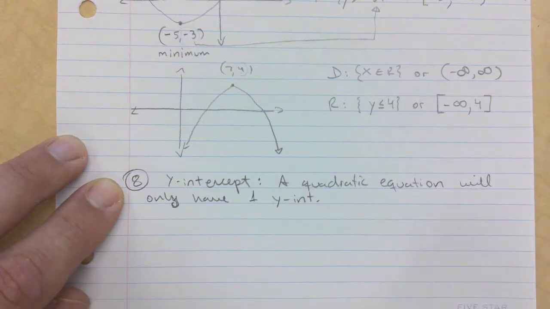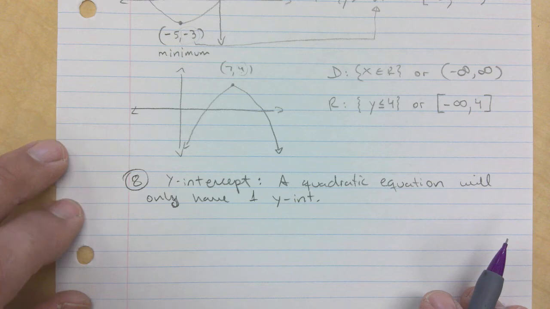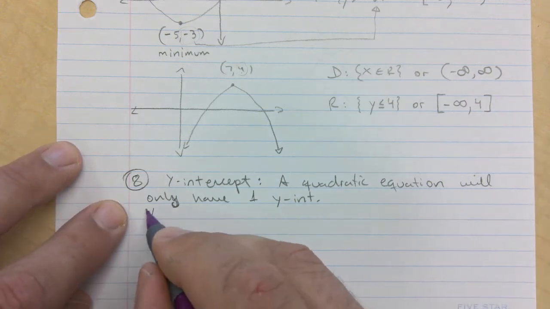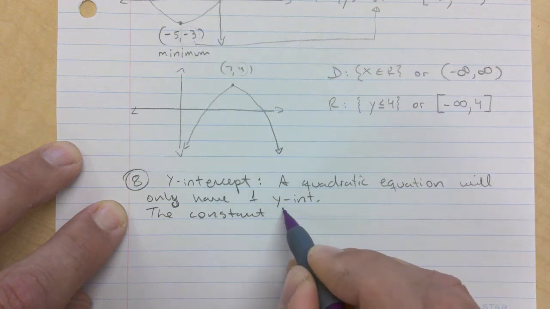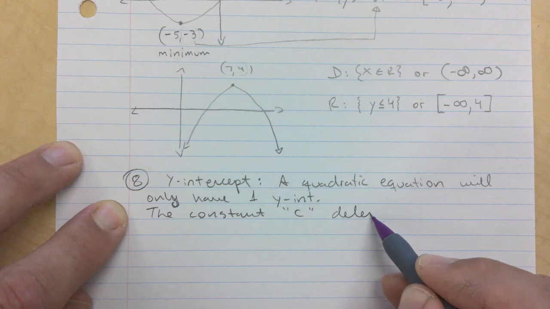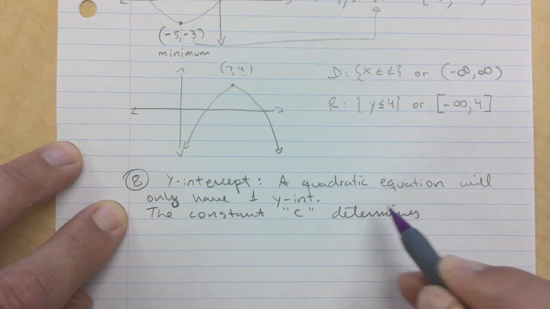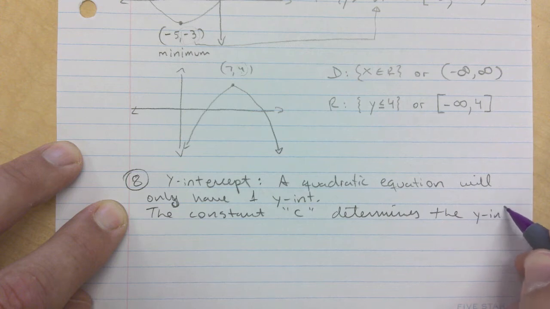A quadratic equation will only ever have one y-intercept, so that stays the same. But the x-intercepts are the ones we're not sure of, right? The constant c determines the y-intercept.